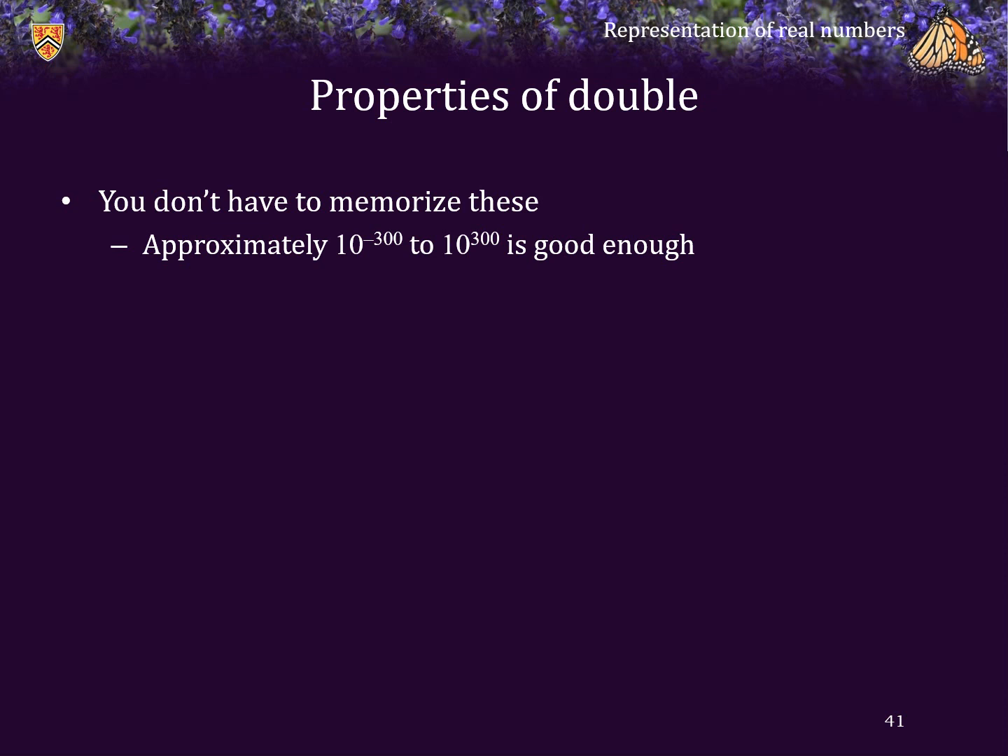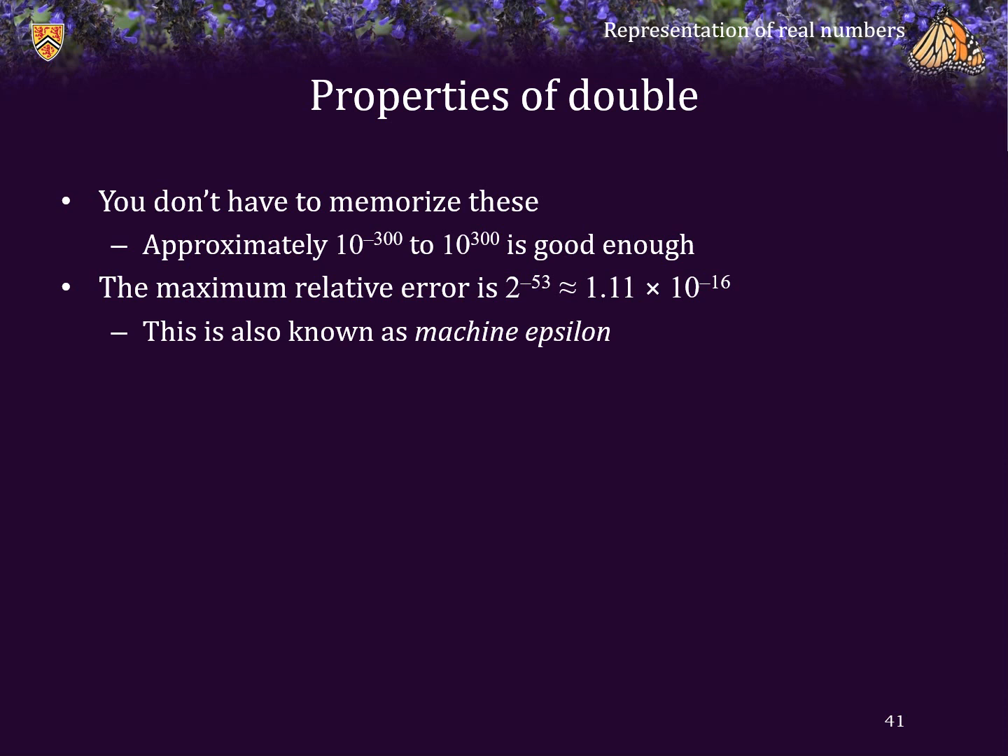Now, you don't have to remember these numbers exactly. It's probably easy enough to remember that double precision floating point numbers store numbers approximately on the range from 10 to the negative 300 up to 10 to the 300. The maximum relative error is 2 to the negative 53. This is approximately equal to 1.11 times 10 to the negative 16, which is a very small relative error. And this is also known as the machine epsilon for the double precision floating point representation.